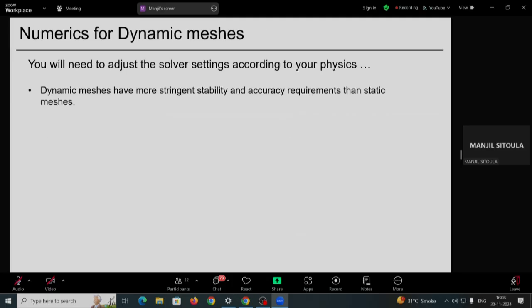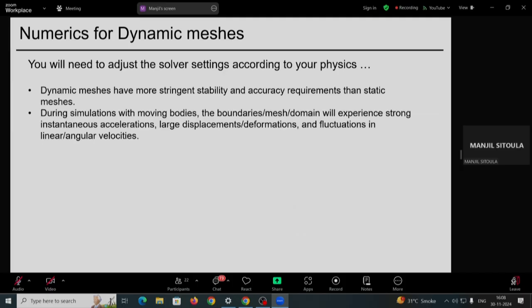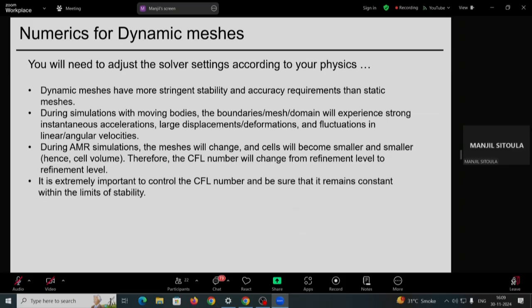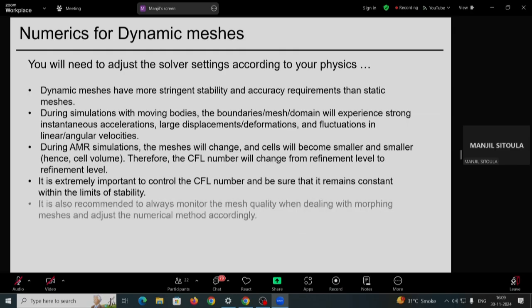Dynamic meshes have strict stability and accuracy requirements, which are to be considered. And there are instantaneous accelerations and displacements taking place in the mesh due to the deforming boundaries, which should also be taken care of. The CFL number should also be monitored, mostly in AMR, when we change from refinement level to refinement level. It is extremely important to monitor the Courant number, because when the mesh deforms or when there is refinement in the mesh, then the CFL number will also change.